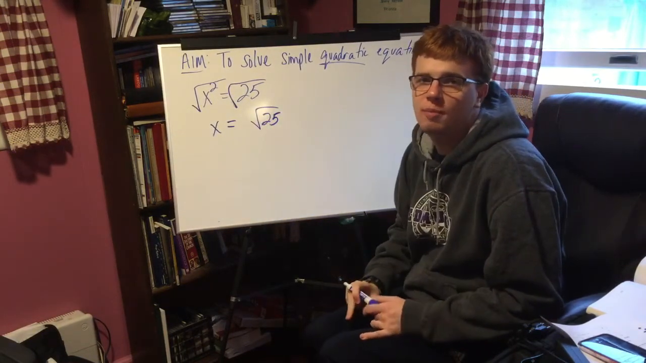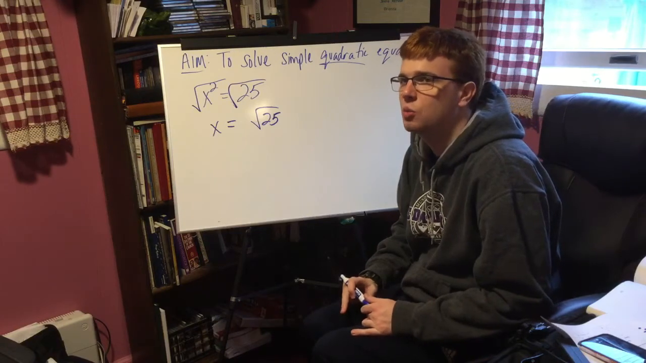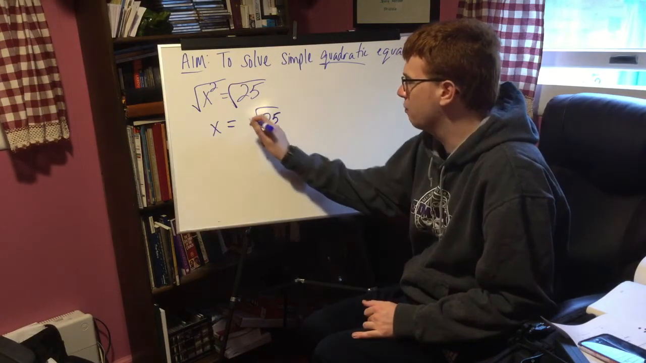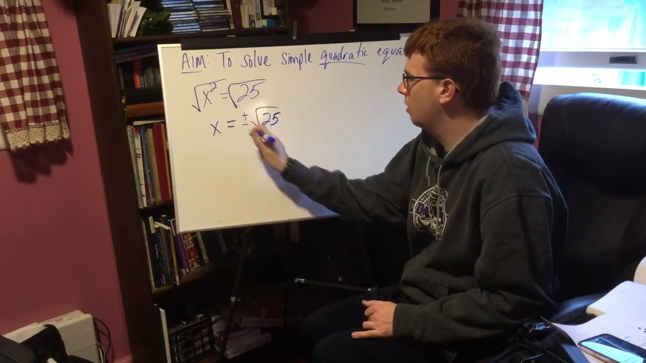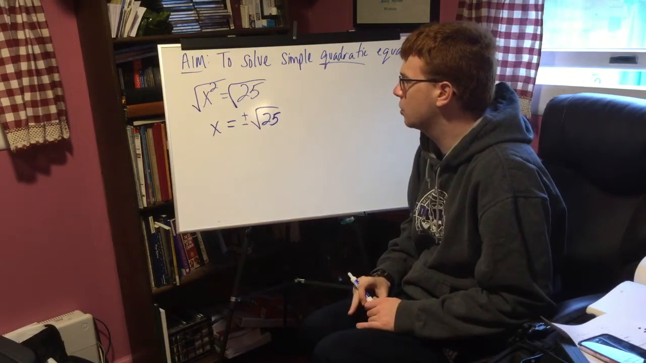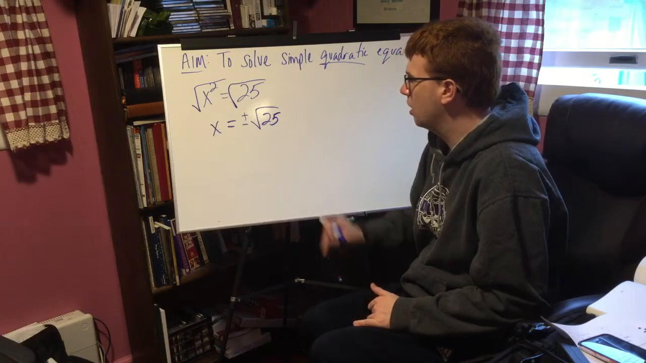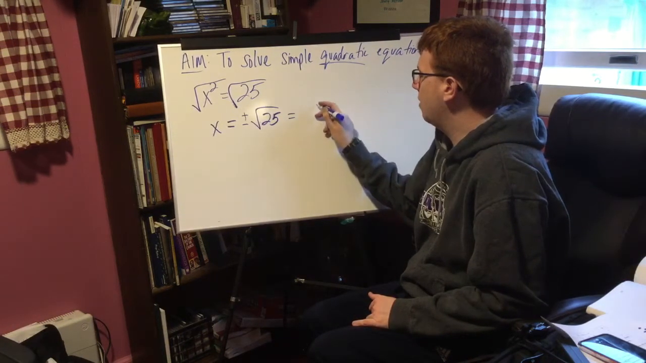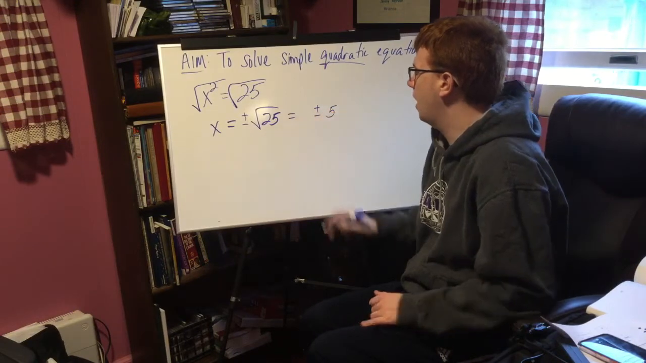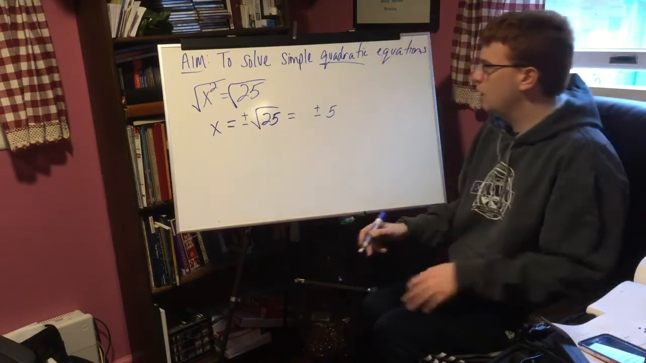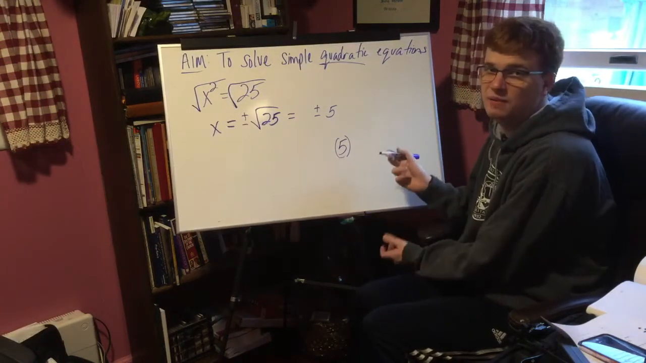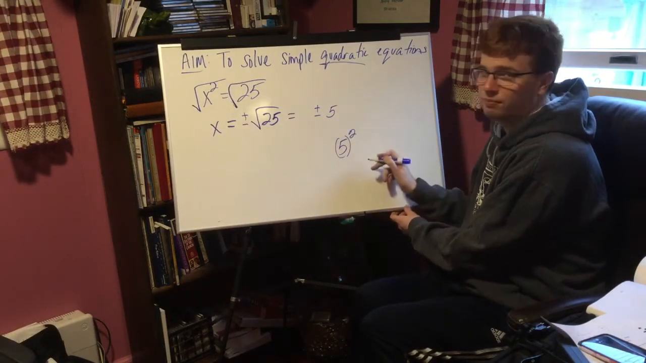An important thing to remember is that when we take square roots, we must consider both the positive and the negative root. So I'm going to put a plus and a minus in front of the square root of 25. The square root of 25 is equal to 5, and again, that could either be a positive 5 or a negative 5.